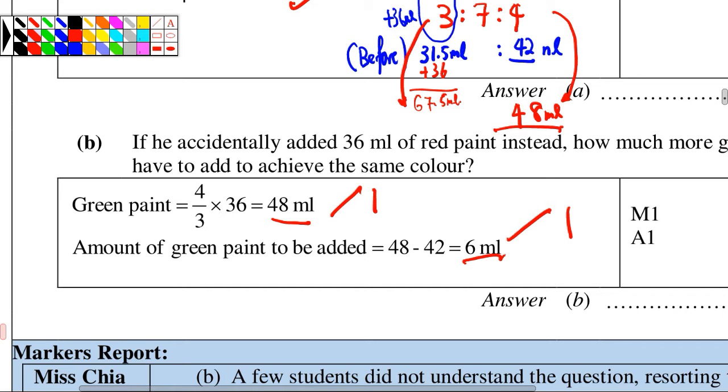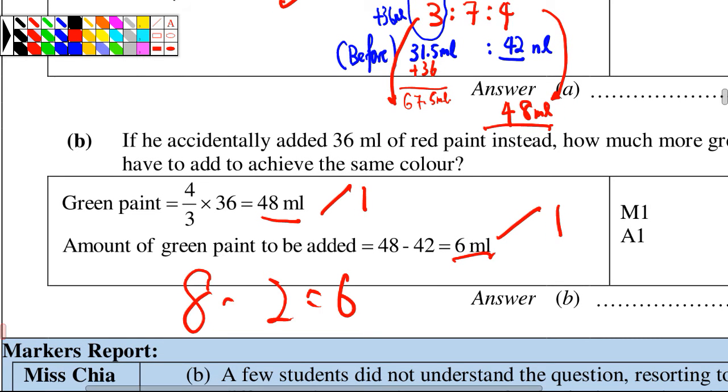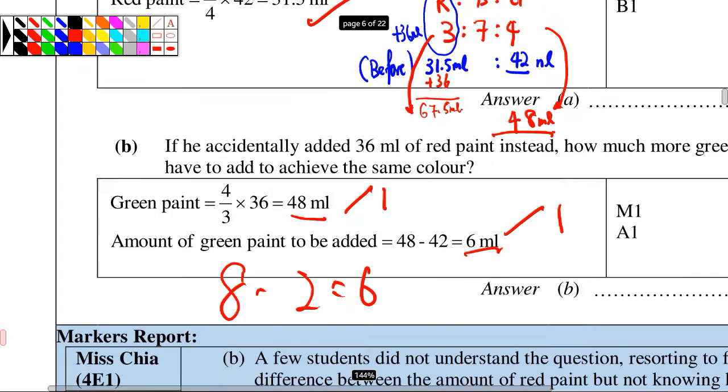Wrong. For the answer mark, no lah. They want green. Question: the answer is 6 ml. If someone writes 8 minus 2 equals 6, how many marks will we get? 0. Even though the answer is correct, it's 0. Where does the 8 come from? No logic, because you are talking about red paint. Last year marked wrongly. I don't care.